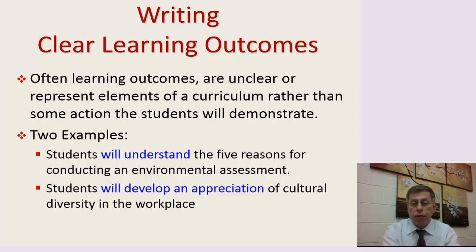Often learning outcomes, when we first start writing them, are unclear or represent elements of a curriculum rather than some action or product that the student will demonstrate. For example, I've seen learning outcomes state, we will cover 5 chapters of the text. That's a goal, but not a learning outcome. It doesn't say what it means to cover and what will be the result of covering this. Let's look at 2 learning outcomes and then look at how we might refine those.